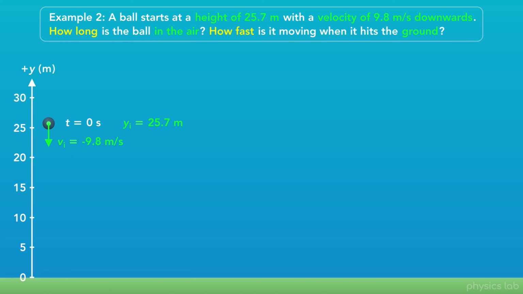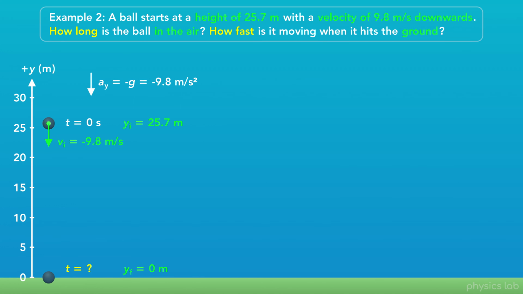meters per second. We know the acceleration is negative 9.8 meters per second squared, which happens to be the same value as the initial velocity, but they're two different things. The question says, how long is the ball in the air? Which is another way of asking for the time when the ball hits the ground. Then it says, how fast is it moving when it hits the ground? This means we're looking for the final speed, which is the magnitude of the velocity.